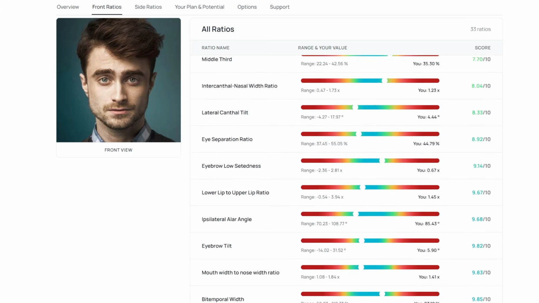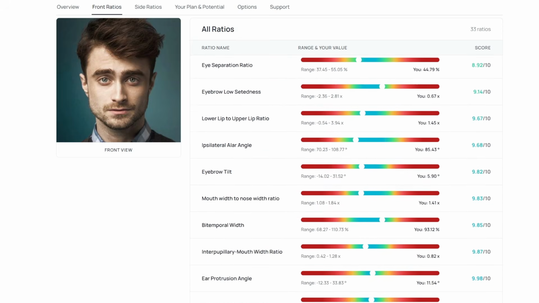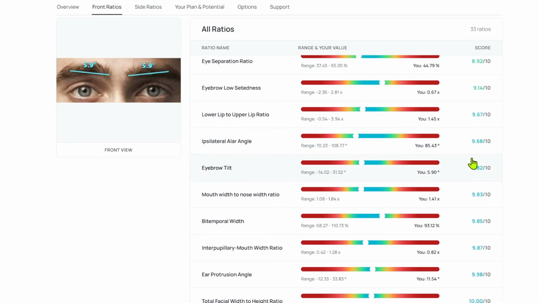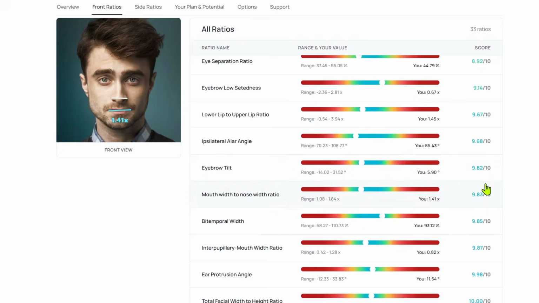His lower lip to upper lip ratio is a 9.67 out of 10. His ipsilateral alar angle by itself is a 9.68 out of 10. His eyebrow tilt is a 9.82 out of 10. So he has nice positively set eyebrows, which look kind of aggressive, but not too aggressive.